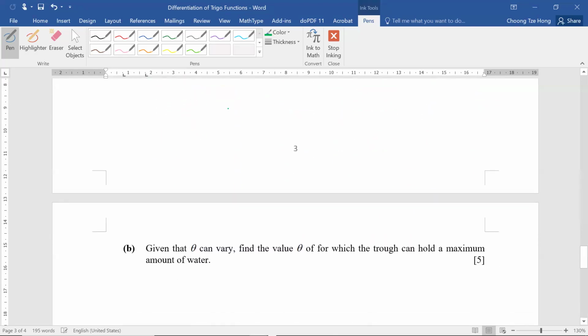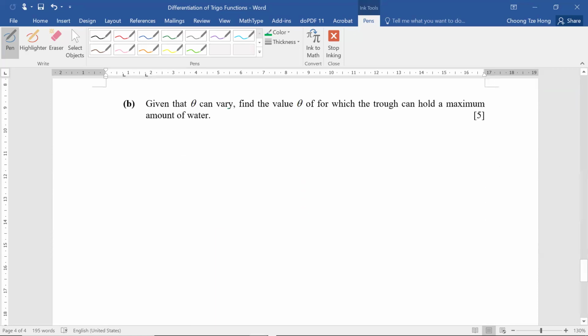So in part B, they say that the angle theta can vary. If they change the angle theta, that means the angle at which the two sides of the trough are inclined, then they will be able to get different areas for the trough. So they want the value of theta for which the trough can hold the maximum amount of water.